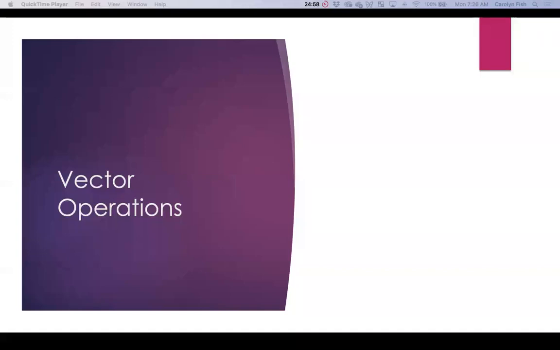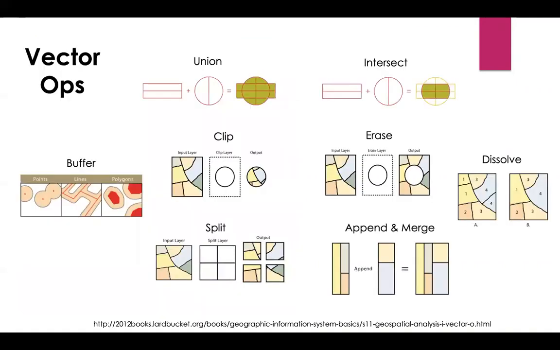So now that you have an understanding of what vector data is, let's talk about what types of analysis we can do with it. These are the many operations you can do with vector data. This is far from exhaustive, but it should get you to the point where you understand much of the capabilities of vector data. Now let's go over these individually.